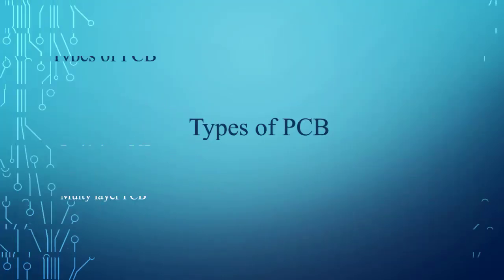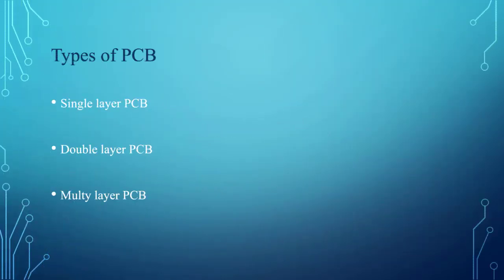Types of PCB. Mostly three types of PCBs are available. The first one is single layer PCB, the second is double layer PCB, and the third one is multi-layer PCB.